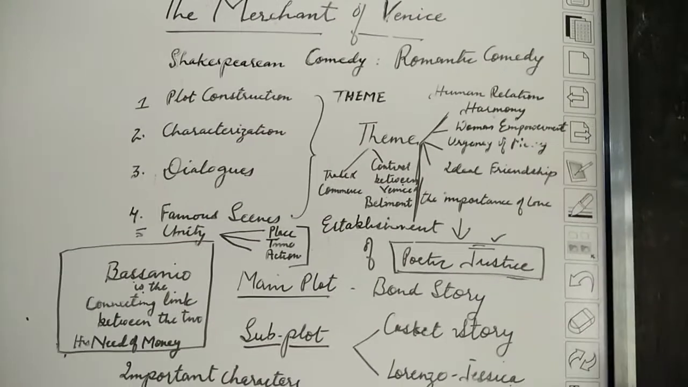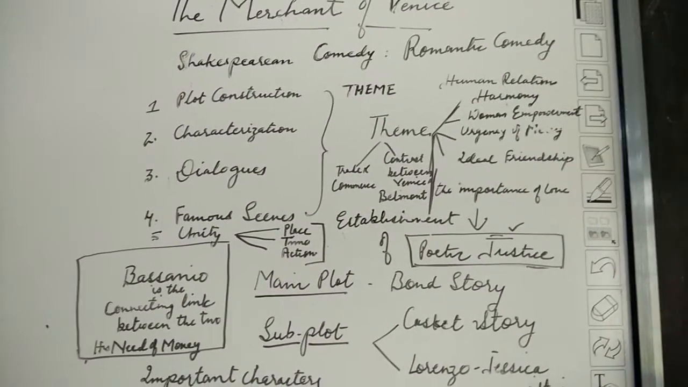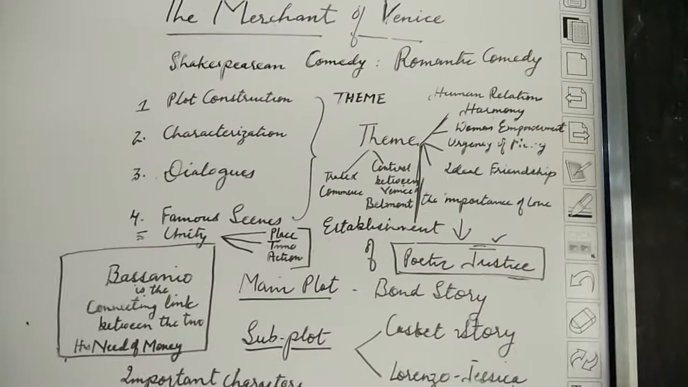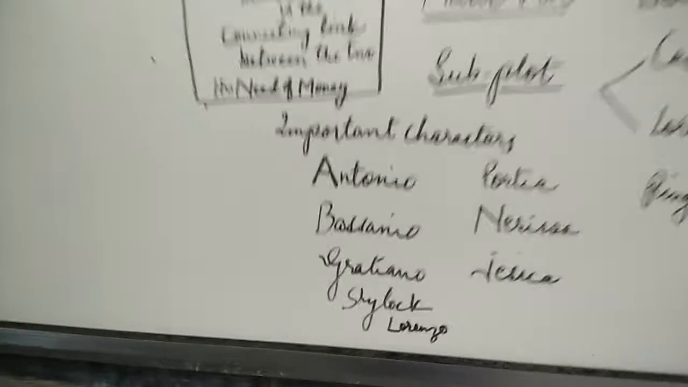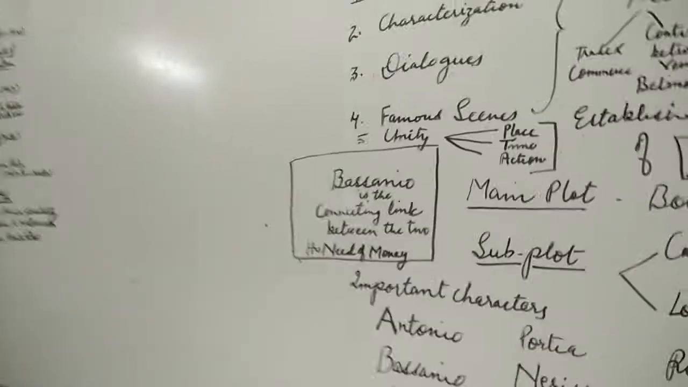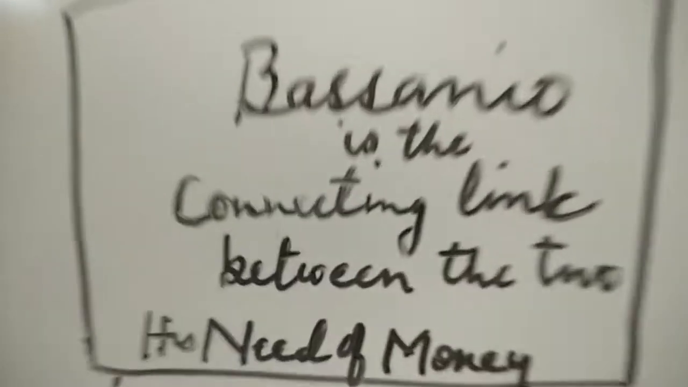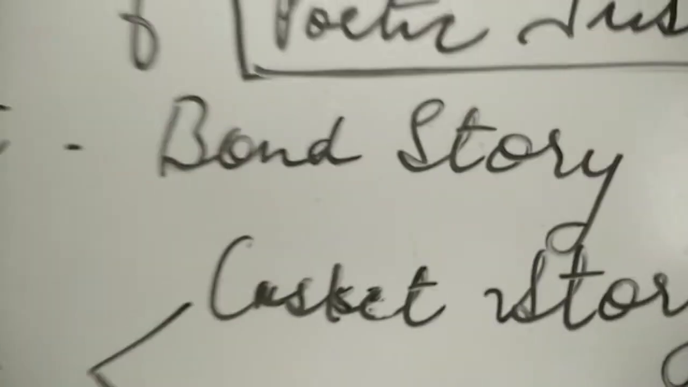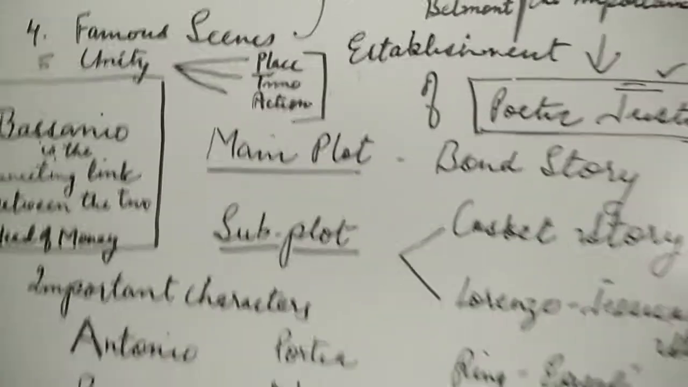In the main plot, we have the story of two friends. Who are these two friends? Yes, Antonio and Bassanio. These are two friends. And Bassanio is the connecting link between the main plot, that is the Bond story, and the casket story. That we will discuss in much detail.